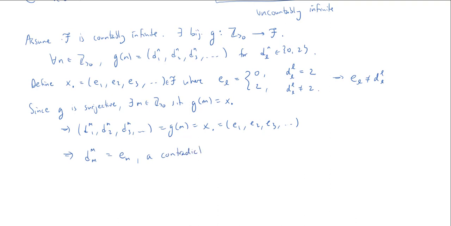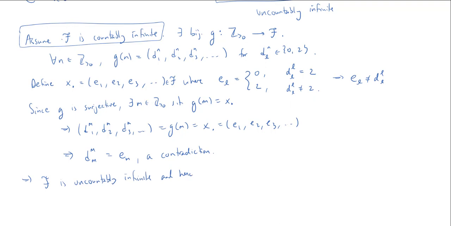And where does the contradiction come from? It came from our assumption that F is countably infinite. So we conclude F is uncountably infinite, and hence C, the Cantor set, is uncountably infinite. Hey, that's pretty good. So despite this set looking like it's going to be extremely sparse, we are able to show it is an uncountably infinite set. Fantastic.